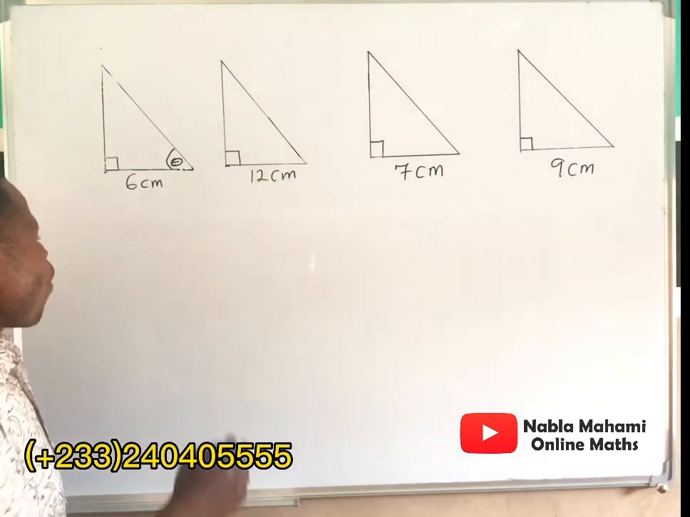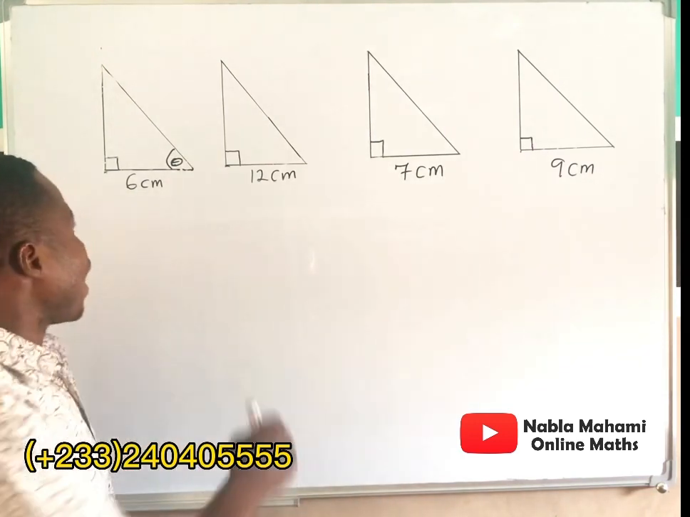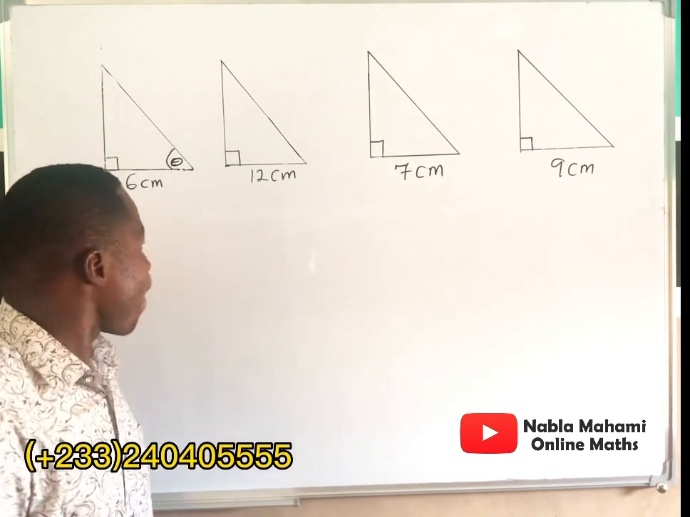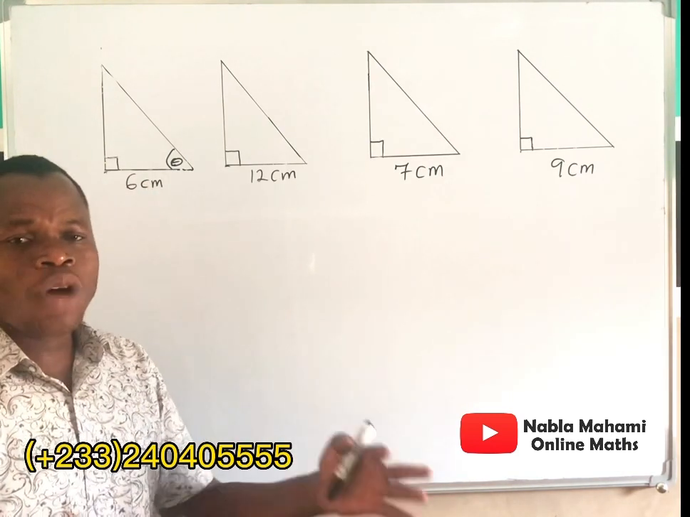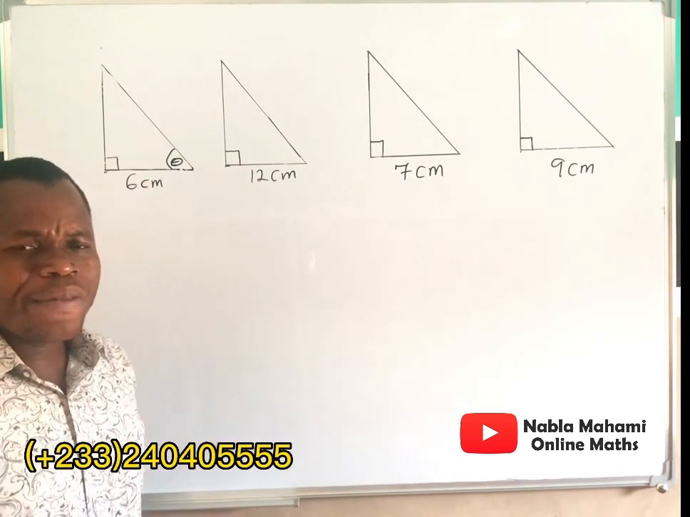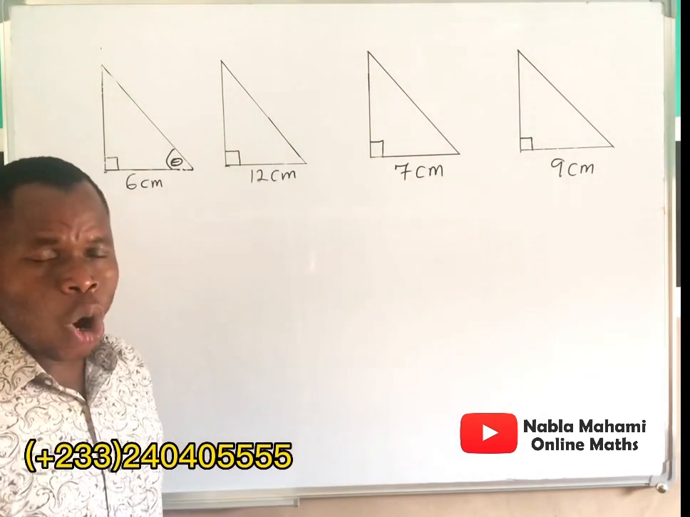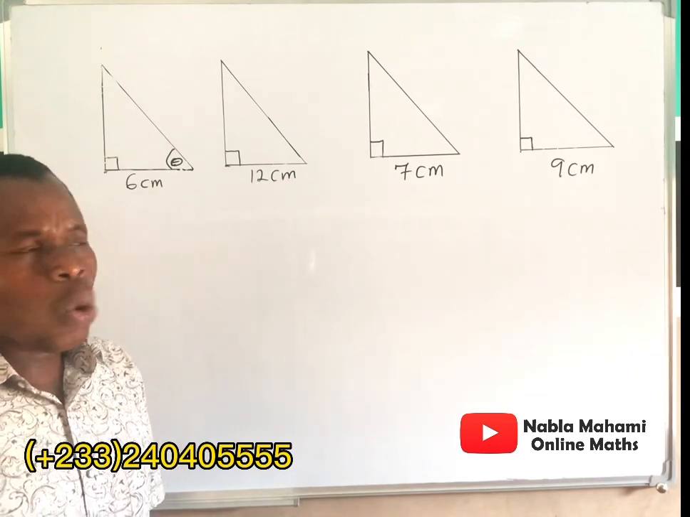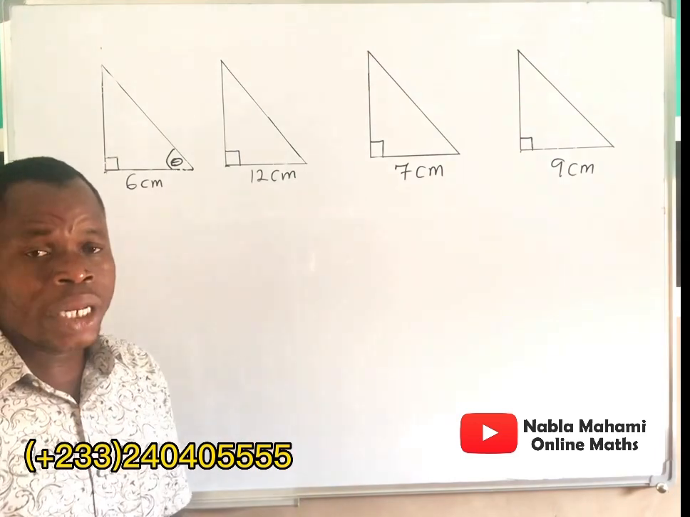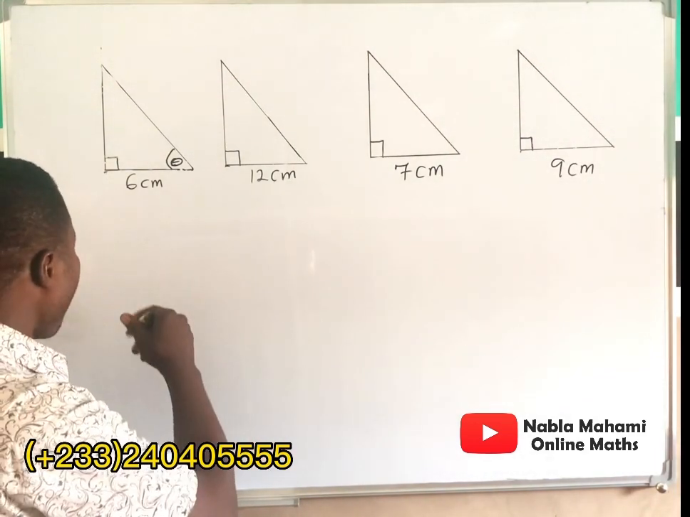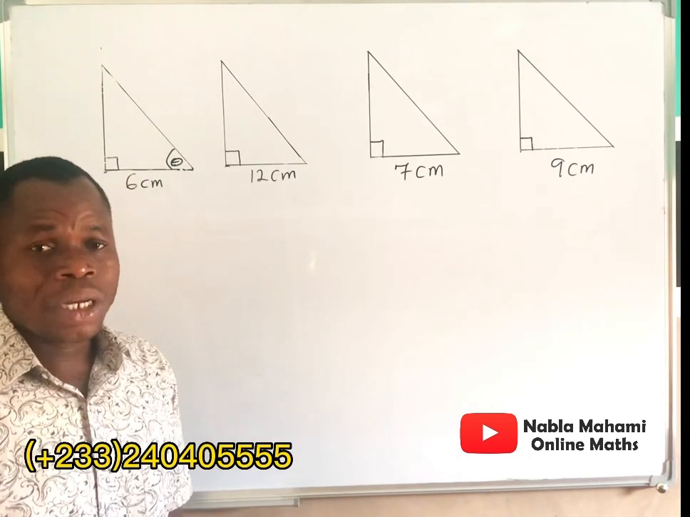So now, I want to use this number, the length 6 centimeters, to find the other sides within seconds. Anytime you have been given a side, you look at the number. If the number is an even number, there is a way that you do it. If the number is an odd number, there is a way that you do it. Each of them will have only 2 steps. So now, this one is an even number, 6 centimeters.